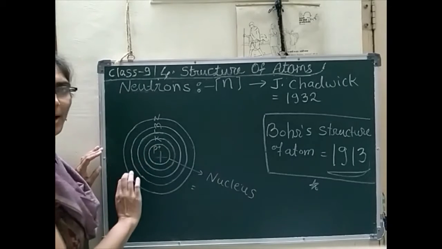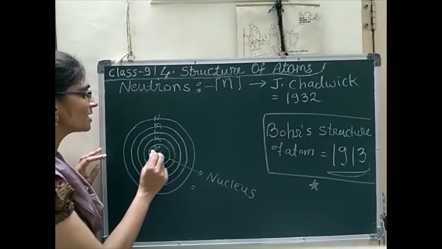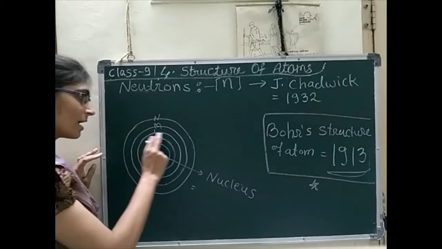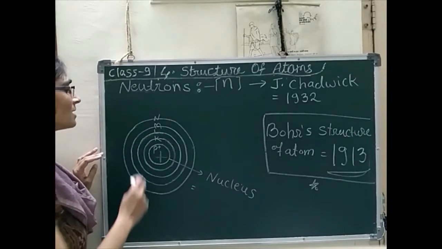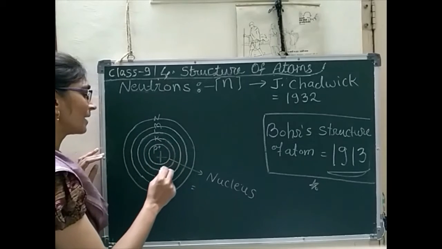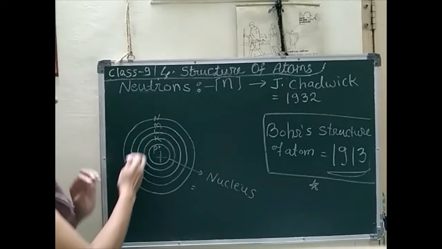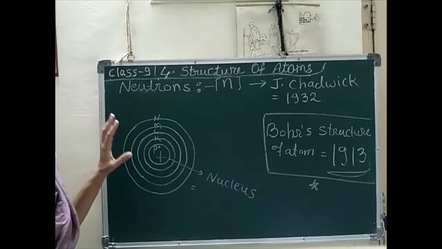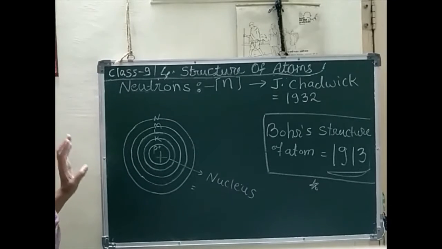In that structure of atom, how was that structure? At the center of the atom there is a nucleus which is positively charged, and protons are present inside the nucleus. Around that, along the discrete energy levels, there are electrons, and those electrons are revolving along their energy levels. This kind of atomic structure given by Niels Bohr we have discussed in detail in our previous lecture.